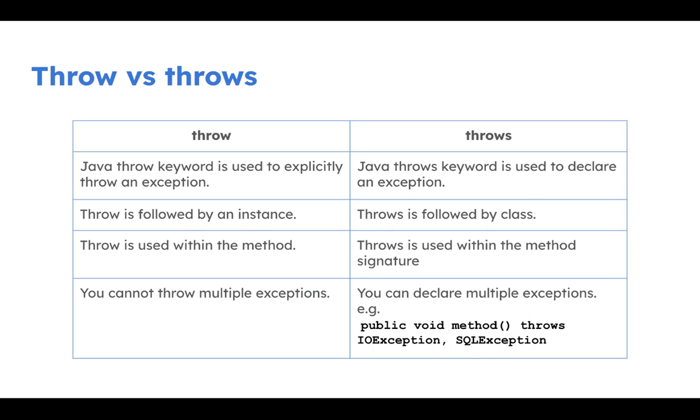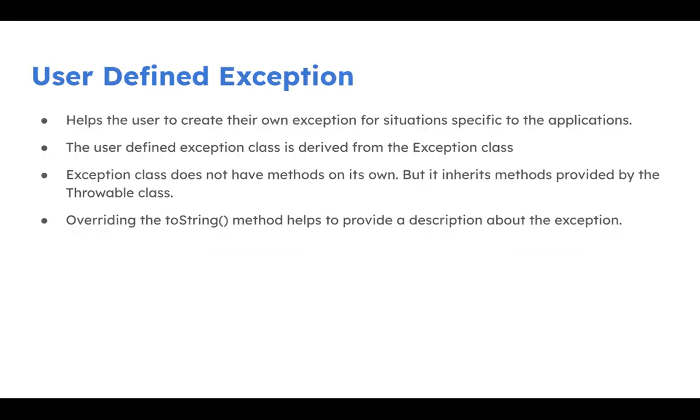And there are certain differences. The throw keyword explicitly throws an exception, while throws just declares that there can be a possibility of an exception, and that I have not caught this exception. The throws keyword tells that the method has not caught it. It is your responsibility to catch it.